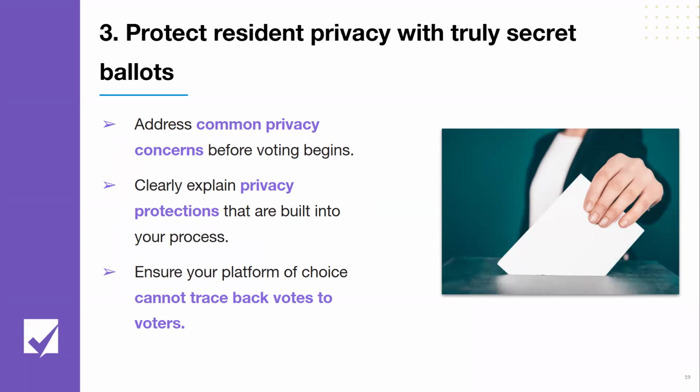Protect privacy with truly secret ballots. So residents need confidence that their votes will remain private. Address any privacy concerns before voting begins by explaining the protections built into your system. Whether you use online voting, paper ballots, or both, ensure your platform can't connect specific choices back to the voters themselves.